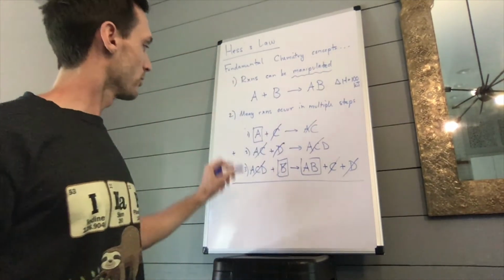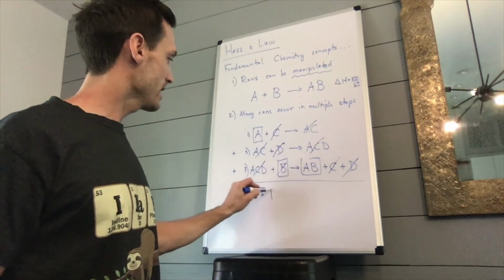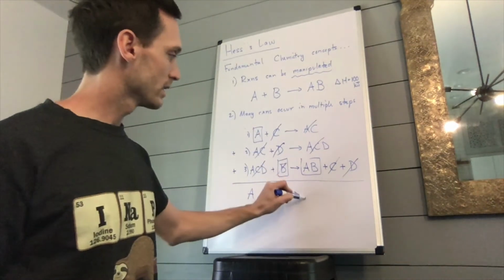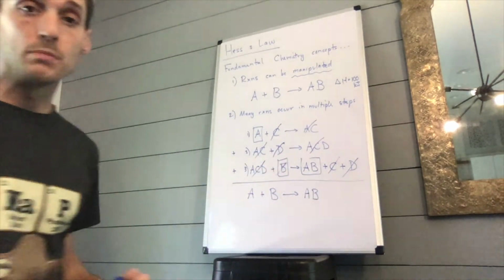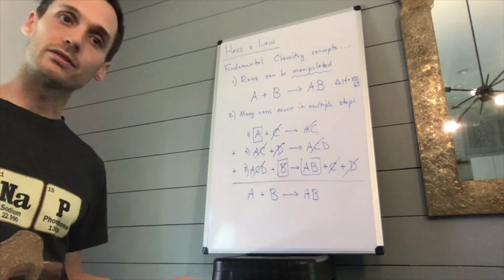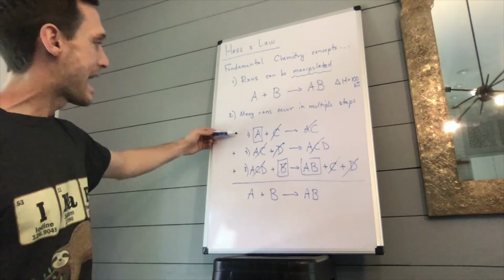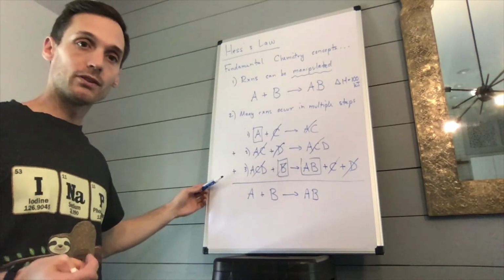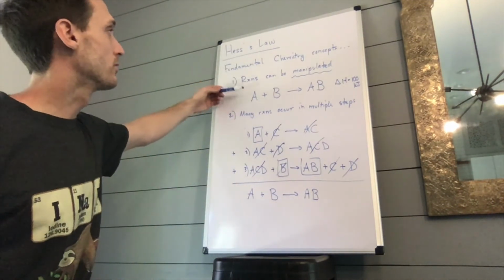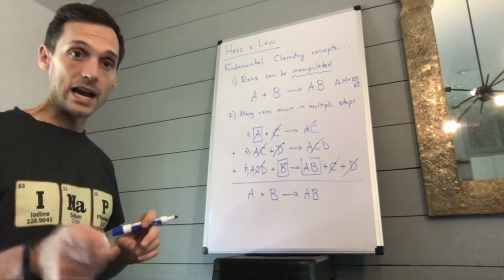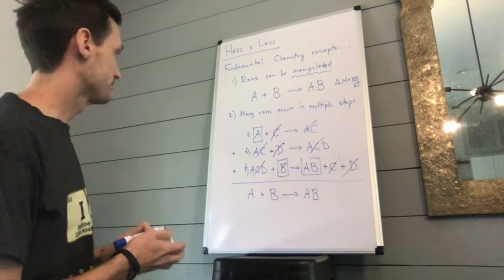So all that we're left with is our overall reaction. We have A and B on the left, that's leftover, and our AB on the right side, that's also leftover. Okay, so you can do this where you add up multiple steps of a reaction to get your overall reaction that you desire. Okay, so reactions happen in multiple steps.